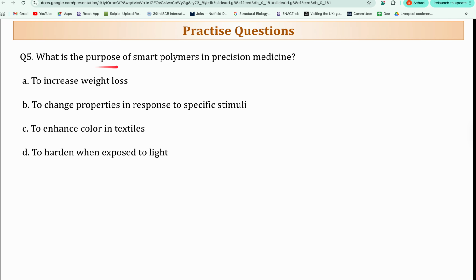Okay, so next question is, what is the purpose of smart polymers in the precision medicine? Option A, to increase the weight loss. Option B, to change the properties in response to the specific stimuli. Option C, to enhance the color in the textiles. And option D is to harden when exposed to light. So you need to tell the purpose of these smart polymers.